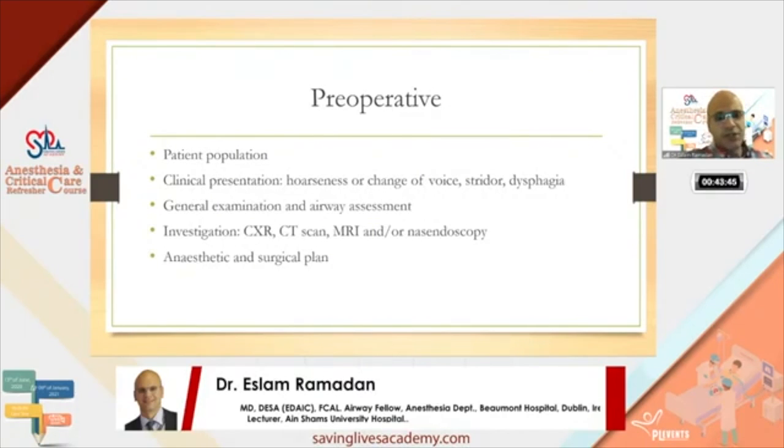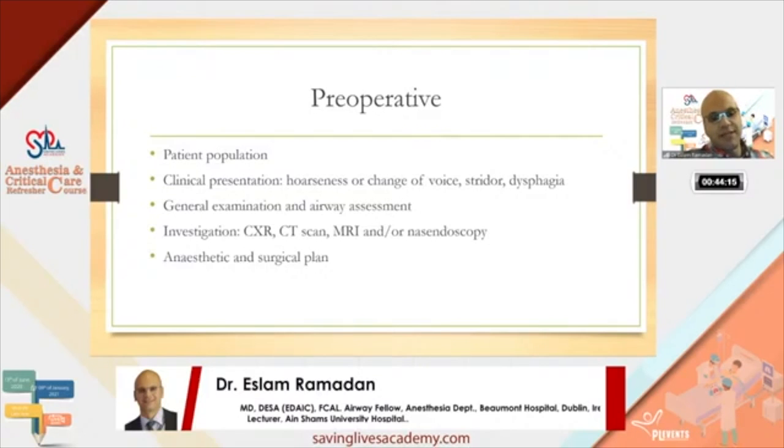The third point is general examination, the usual what we do before any surgery, okay? And airway assessment is very important in this kind of surgery. Airway assessment for difficult intubation, difficult mask ventilation. I will not go into detail on this in this lecture, but you have to be ready for any difficult airway scenario. So the patient should be properly assessed before the surgery from the airway aspect.